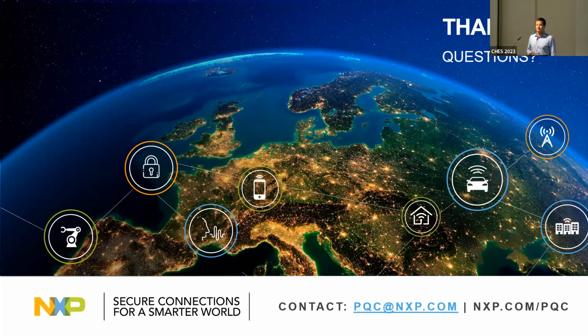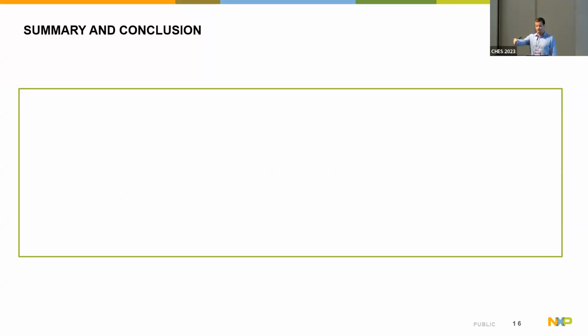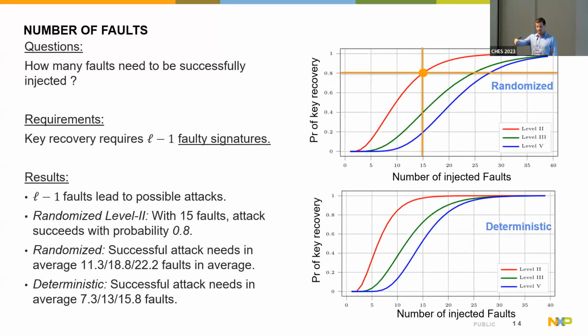Hi, thanks for the talk. You mentioned 10 faults are enough to perform the attack. But you also mentioned that the fault is very specific, right? You need to skip an instruction somewhere. So what if you inject another kind of fault? How easy is it to filter out the faults that are not useful and focus on the ones that you can use for the attack?